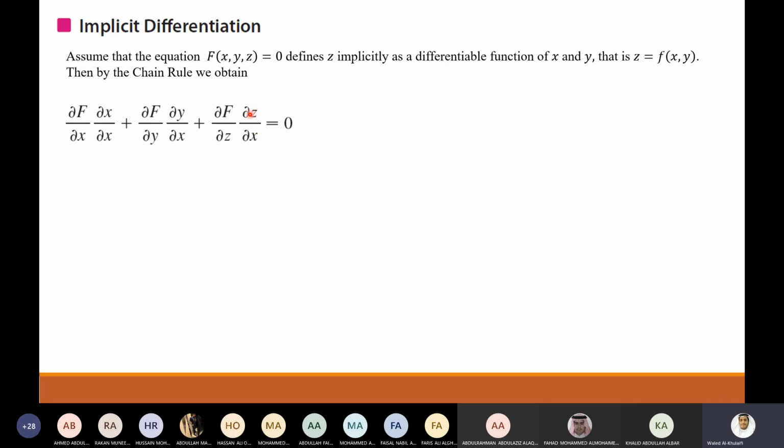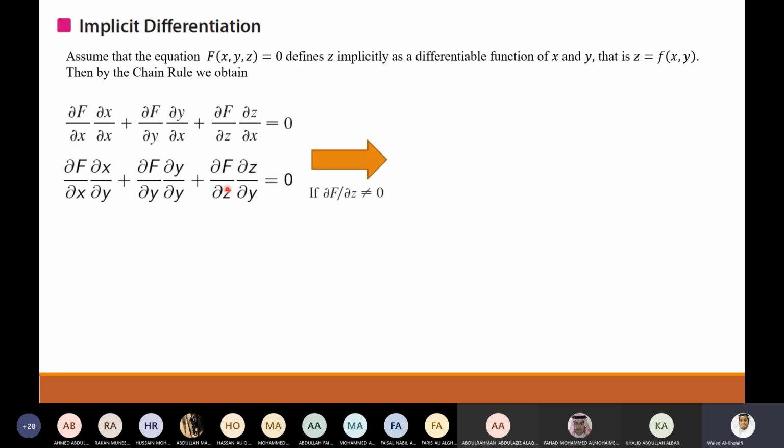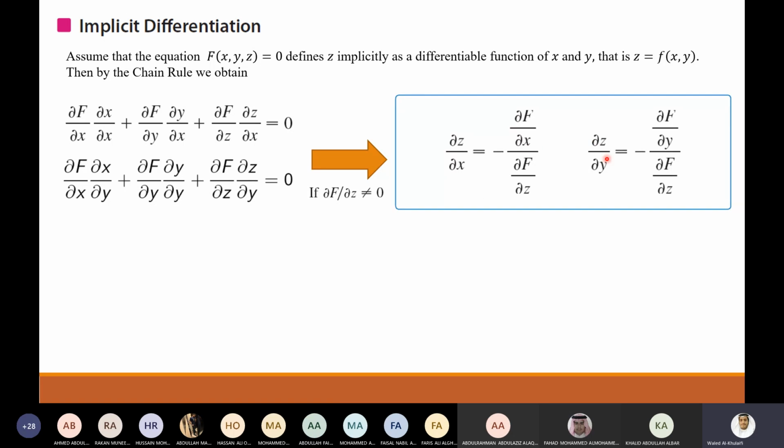Okay. The z we keep it because z we are saying here implicitly as a differentiable function of x and y. Z depends on y, so we keep it. Okay. This one is 0, this middle term is 0, and this is 1. The same situation here, this is 0, this is 1. And then you divide by partial f by partial z, so we get these 2 formulas here. Partial z by partial x, which is minus partial f by partial x over partial f by partial z, and other one for y.